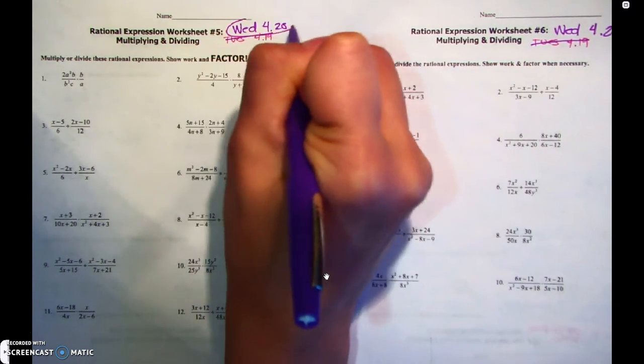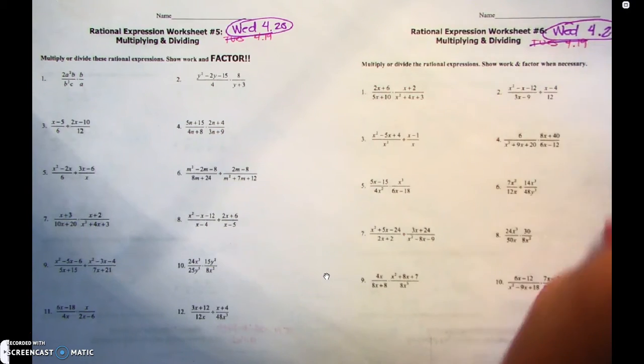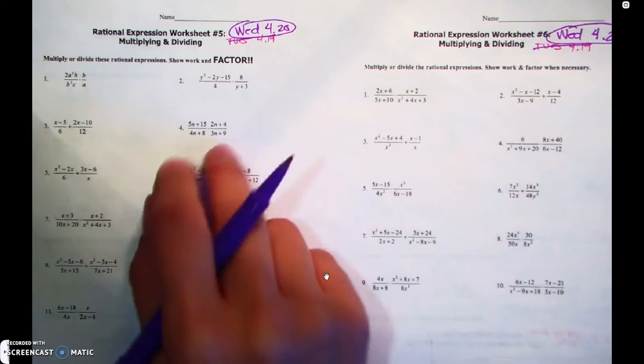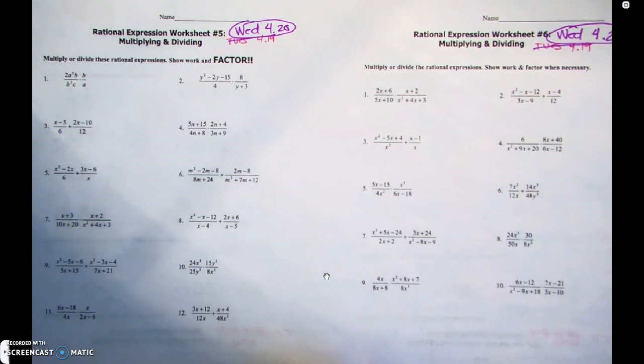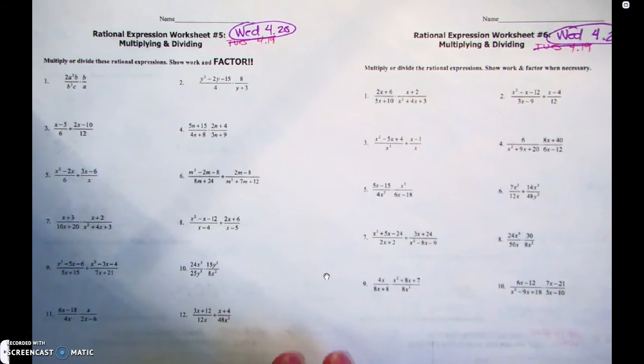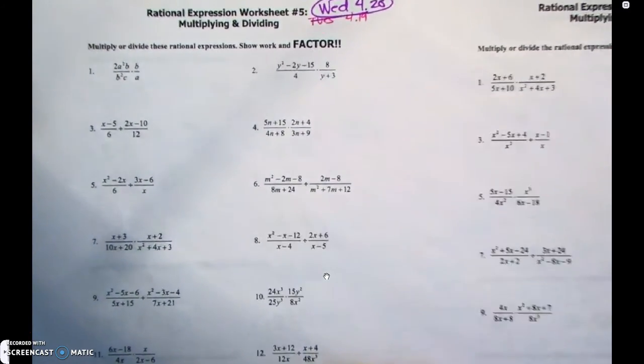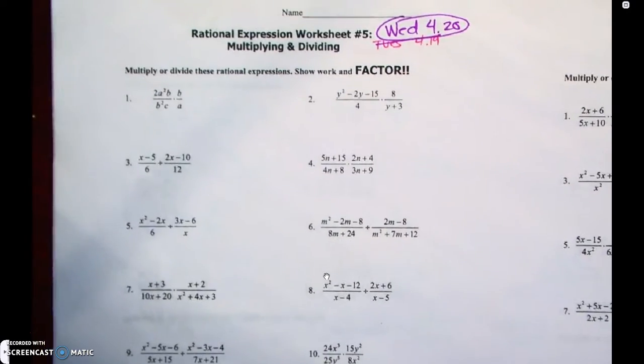Today's assignment for Wednesday, 4/20, is going to be on worksheet number 5 and worksheet number 6. Many of these problems we've already done in our notes, in our warm-ups, in our minute to win it that we played yesterday. So all you got to do is go back and look at some of these problems and you probably already have them done.